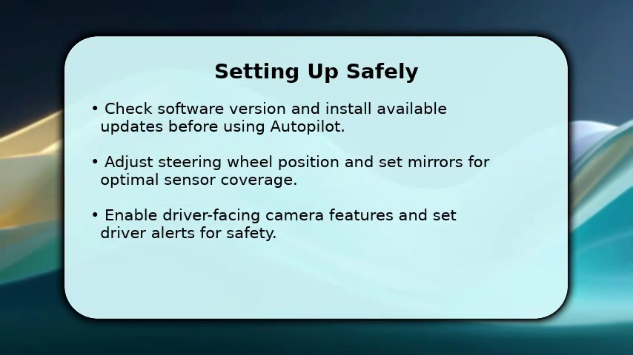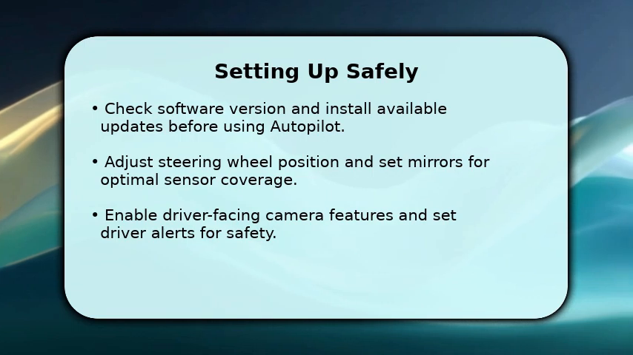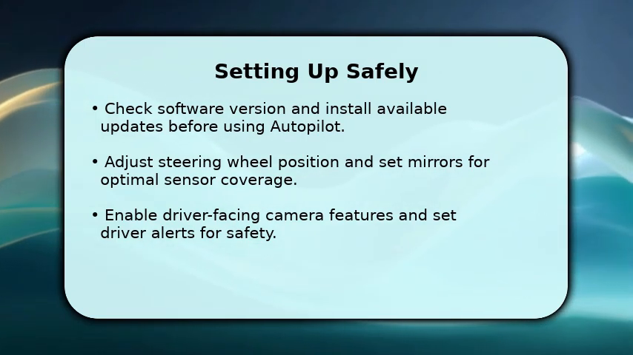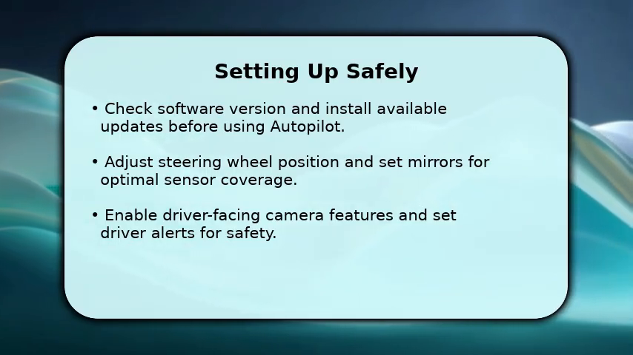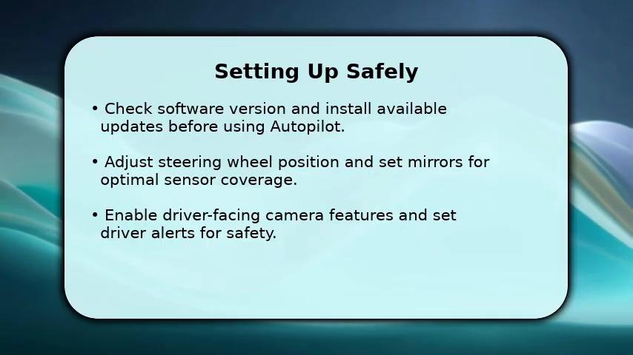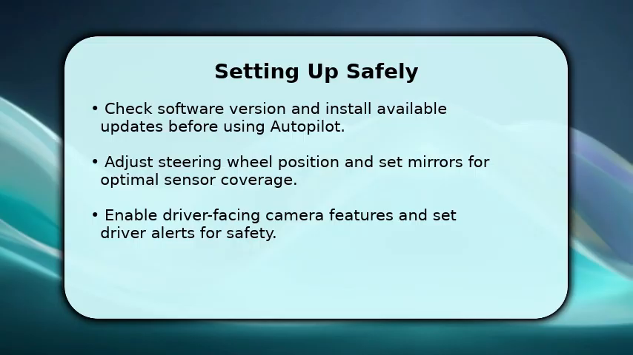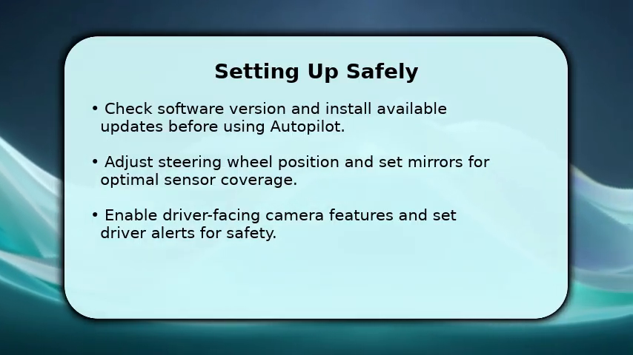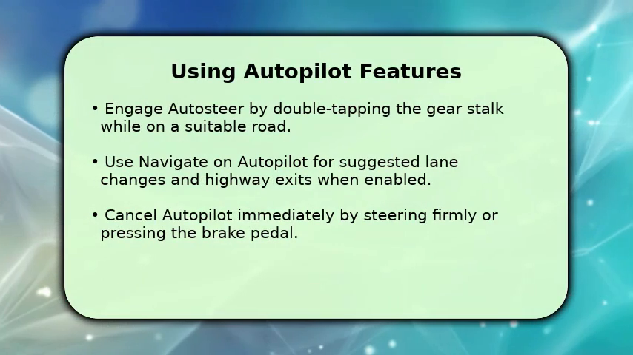Begin setup by ensuring your Tesla software is current and calibrations are complete. Adjust mirrors and wheel so visual cues are clear, then enable driver monitoring for added safety. Choose your preferred follow distance and lane change behavior in the autopilot menu. Practice engaging and disengaging autopilot in low-traffic areas to build confidence while keeping hands on the wheel and eyes on the road. Learn the key controls.